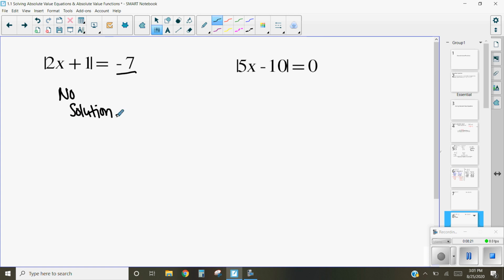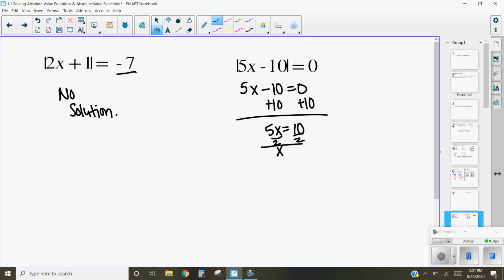The other one we have here is the absolute value of 5x minus 10 equals 0. Now, if that's the case, remember, 0 isn't positive or negative. 0 is 0, and the distance from 0 to 0 is 0. So there is only one solution here. So we're looking at 5x minus 10 equals 0, and we can just solve for x that way. Add 10 to both sides, 5x equals 10, divide by 5, x equals 2, and that's our solution there.